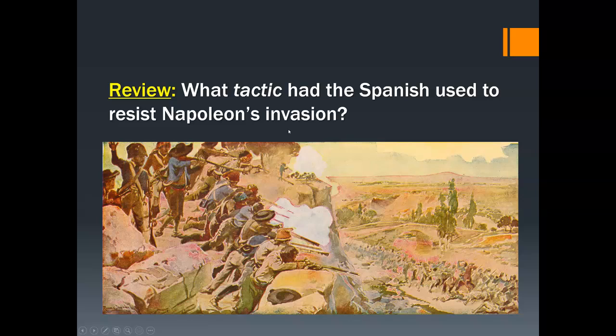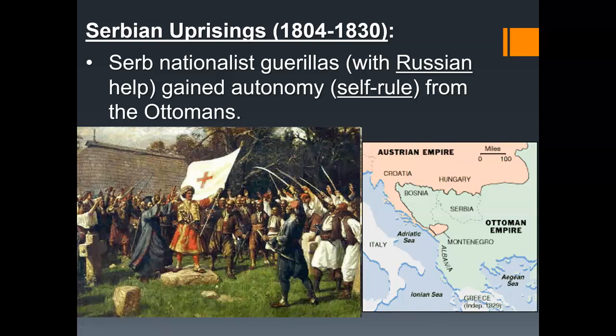Now, in our first unit, we learned that Napoleon's forces had invaded Spain, and the people of Spain had risen up using what's called guerrilla warfare, a lot of ambushes, hit and run, that kind of stuff. And that tactic is going to be revived by a group of people called Serbians, or Serbs. Serbian people, they identify as a nation, as a group of people, and what they wanted is they wanted to get their independence back from the Ottoman Empire. And so they're going to rise up twice, in 1804 and 1830. And at the end of this, with Russian help, they're going to gain autonomy or self-rule from the Ottoman Empire. So not total independence, but pretty darn close to independence from the Ottomans.